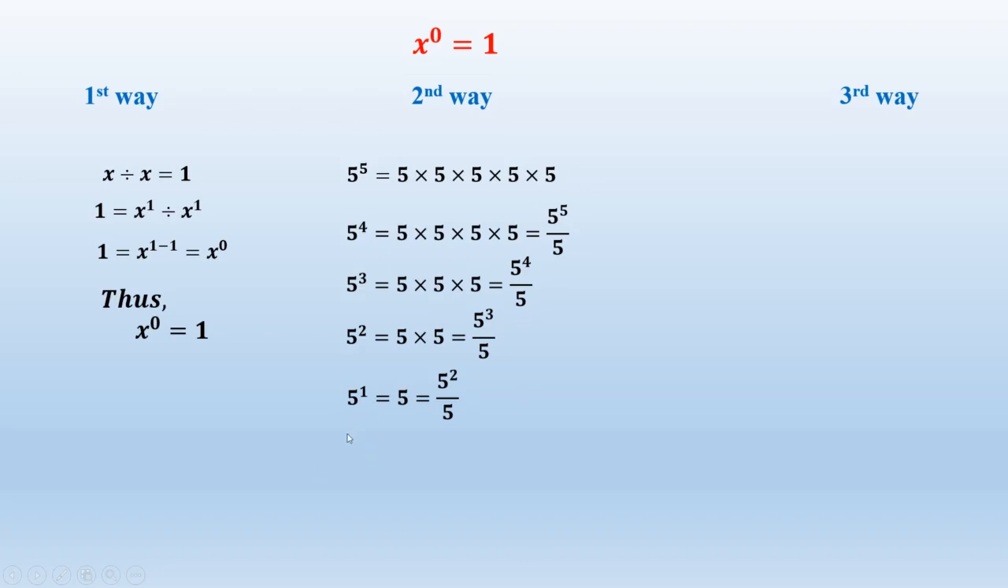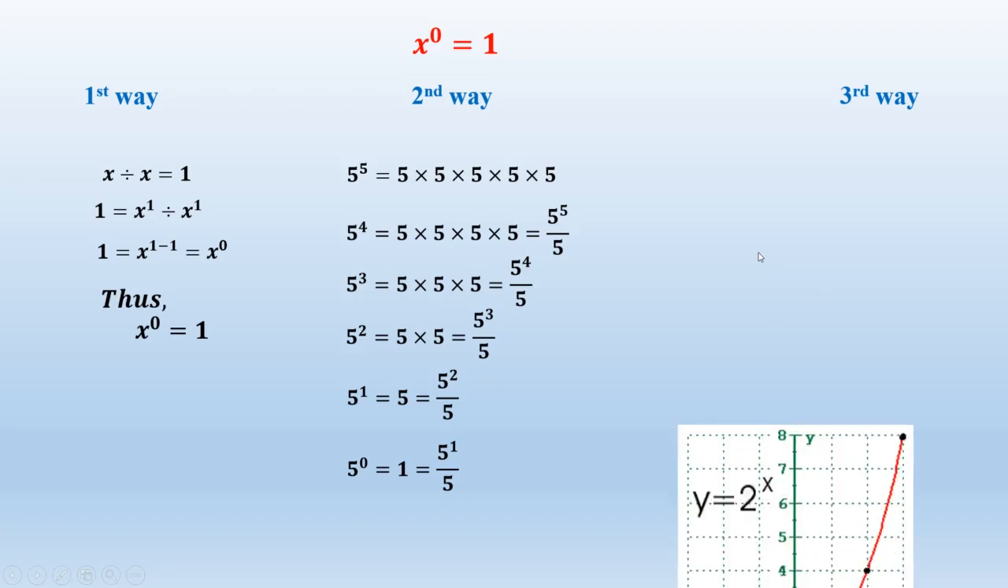So what will be the final step? It will be 5 to the power 0 is equal to 1. So again we'll be dividing 5 to the power 1 by 5, which means that dividing 5 to the power 1 by 5 will be again equal to 1, which again shows that any number to the power 0 is equal to 1. Now let's see how the third way works.